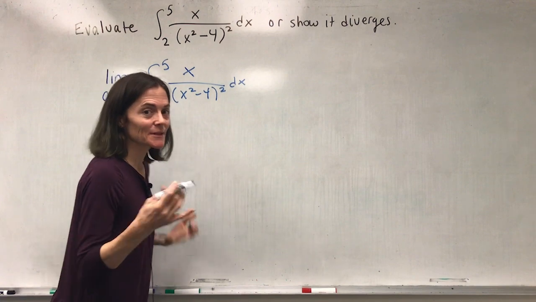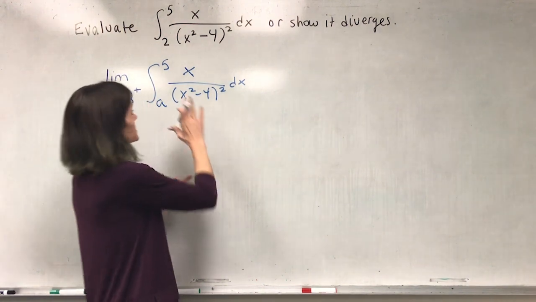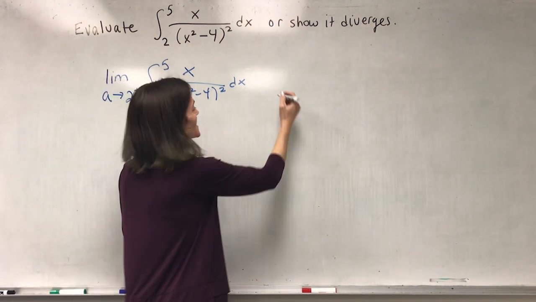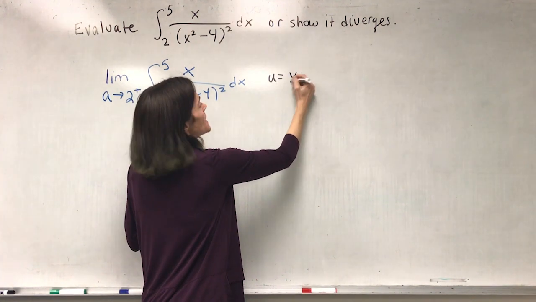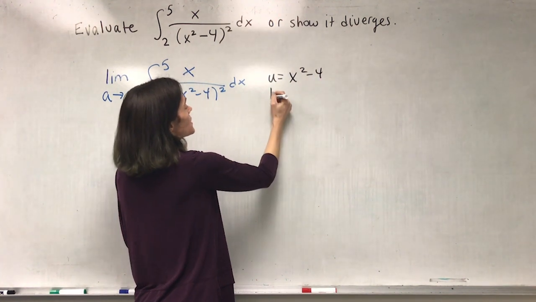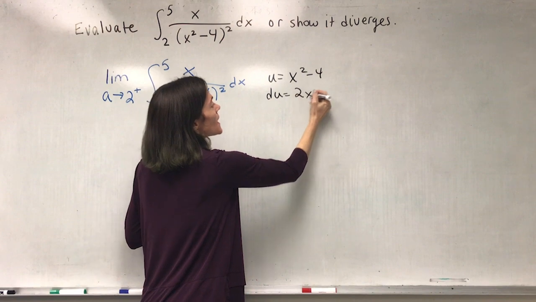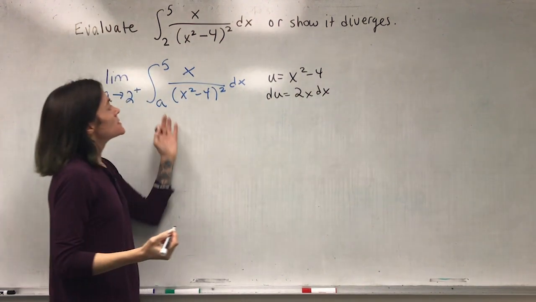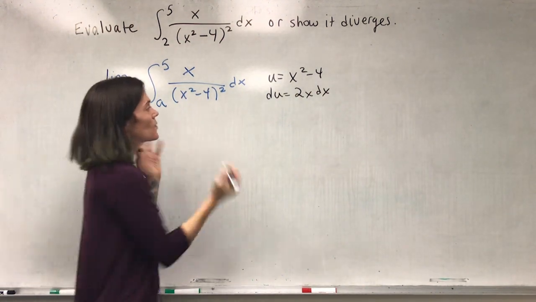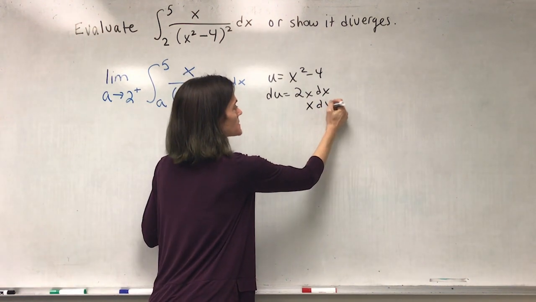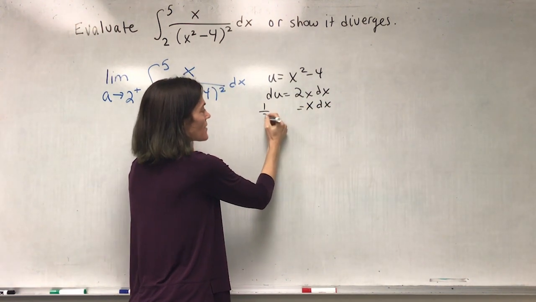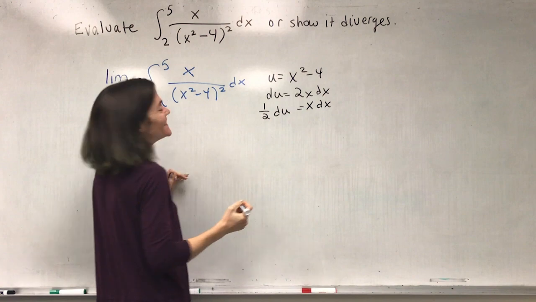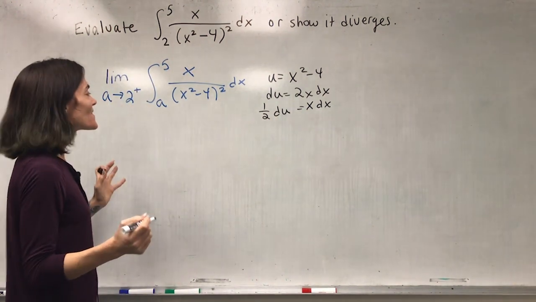This part is very similar to the last, except that we have a definite integral with substitution, but my u is x squared minus 4, du is 2x dx. So we don't have exactly du. We have x dx, which is 1/2 du. Okay, so far so good.